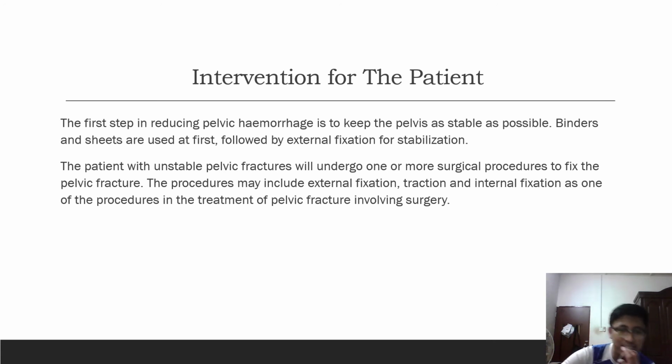What are the interventions for the patient? The first step in reducing pelvic hemorrhage is to keep the pelvis as stable as possible. Binders and sheets are used at first, followed by external fixation for stabilization. The patient with unstable pelvic fracture will undergo one or more surgical procedures to fix the pelvic fracture. The procedures may include external fixation, traction, and internal fixation as part of the treatment of pelvic fracture involving surgery.